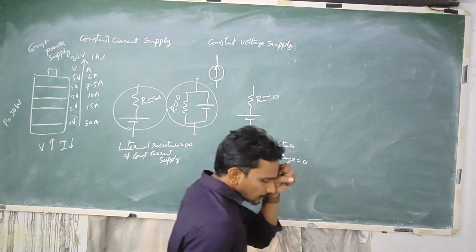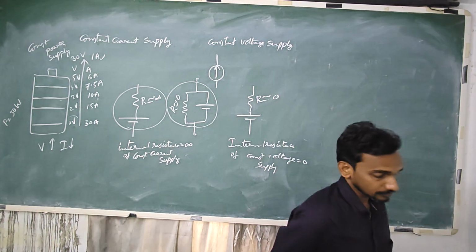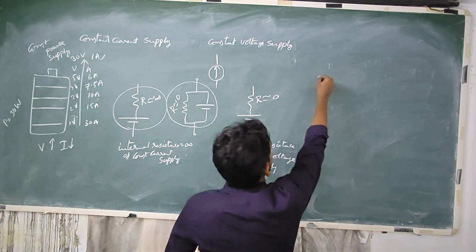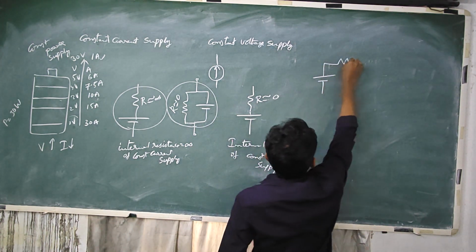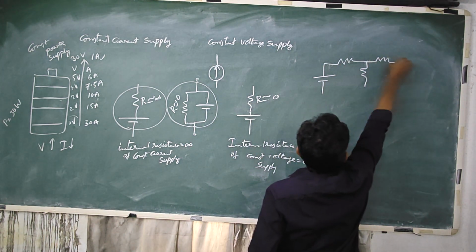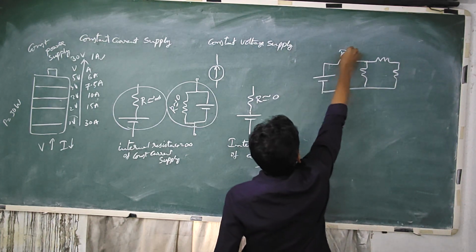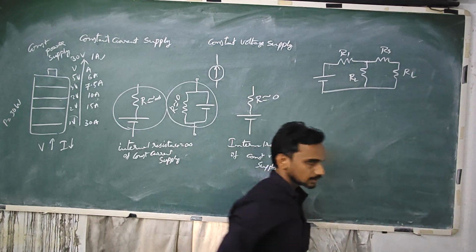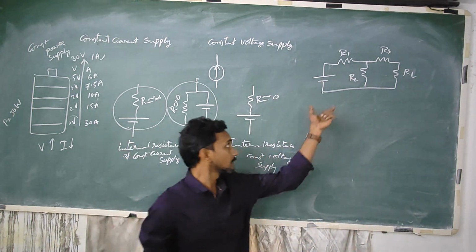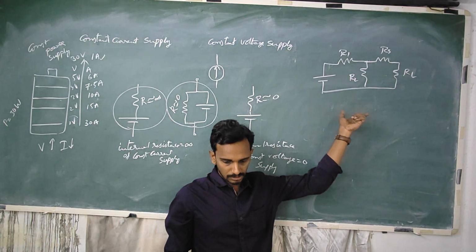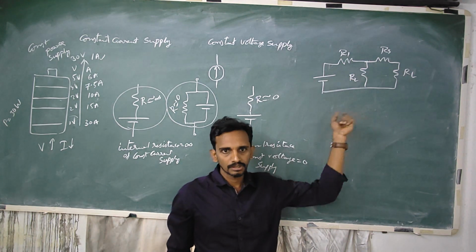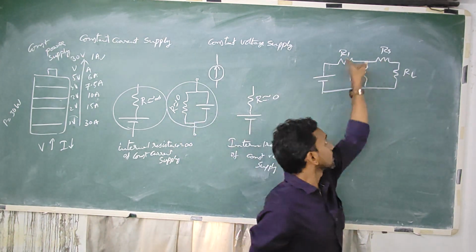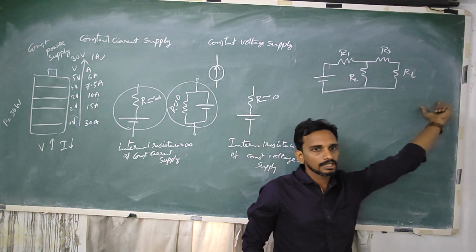So now comes the Thevenin and Norton theorems. Any complex circuit, let's say you are given a circuit like this: R1, R2, R3, RL, that is a load resistance. Let's say this is your TV or a radio. So you have a power supply, you have a complex circuit in between, and at the end you have a speaker.